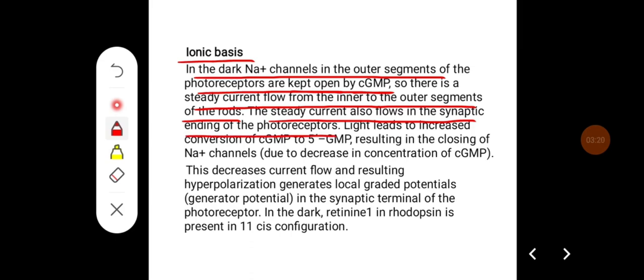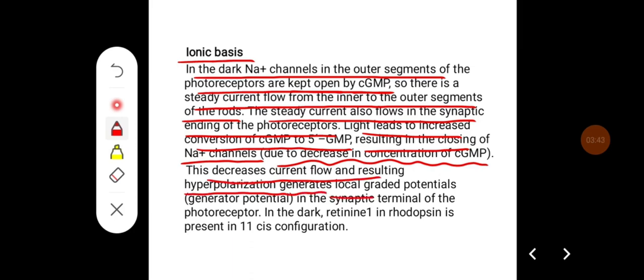So when light falls, it leads to the increased conversion of cyclic GMP into 5-GMP, resulting in the closing of sodium channels. That occurs because of the decrease in the concentration of cyclic GMP. So this decreases current flow, resulting in hyperpolarization, which generates a local graded potential, that is the generator potential, in the synaptic terminal of the photoreceptors.